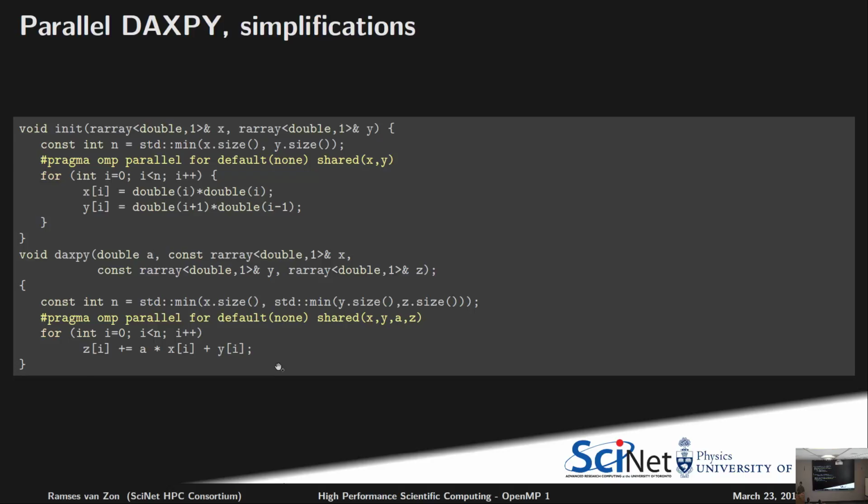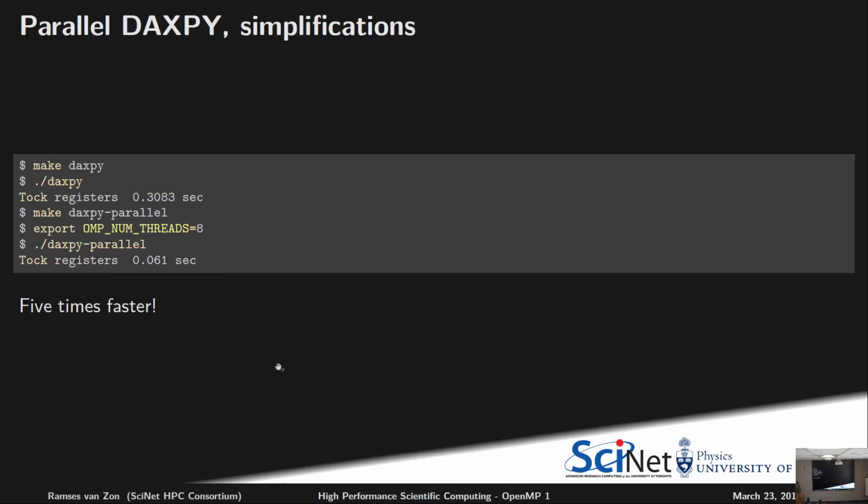Anyway, let's check that. The same code that I pointed to at the beginning has the DexP in it, so you can make DexP and a parallel version of it. And then I ran it with 8 cores, and it was faster, so that's good. It was only 5 times faster. It's weird, right?